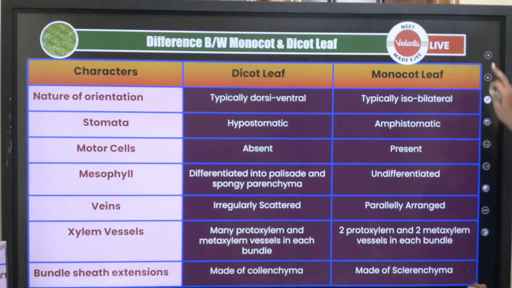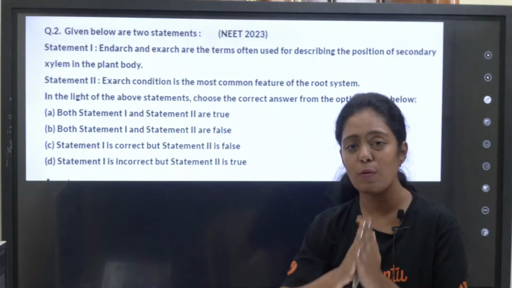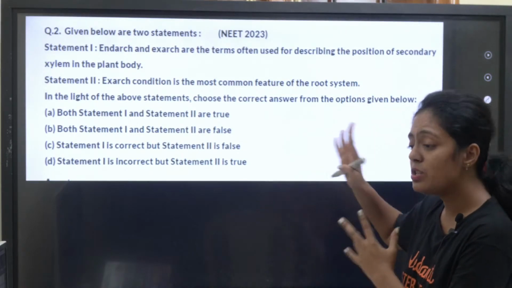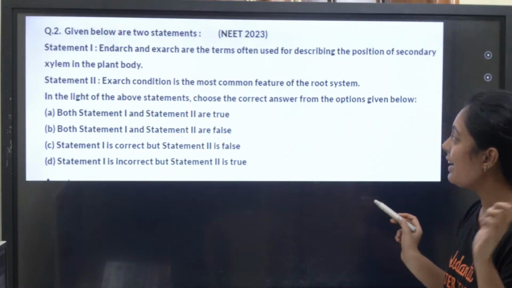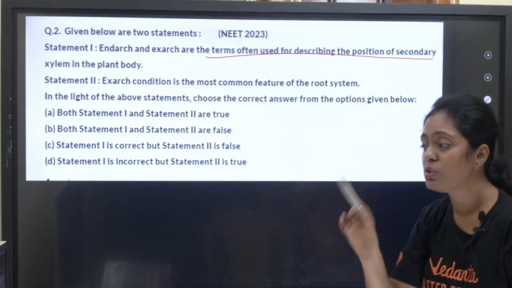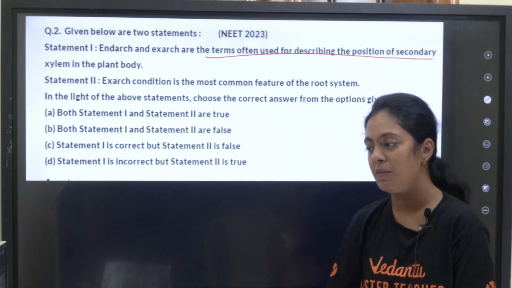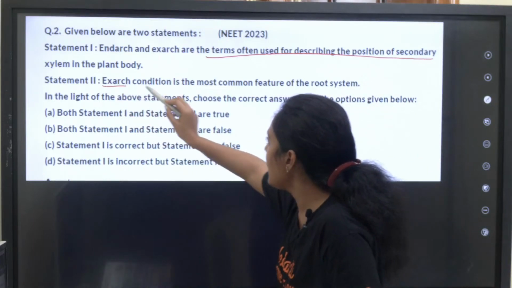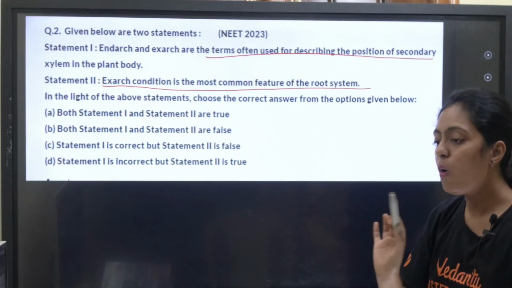Okay, yes. Now we'll get into PYQs. Let's see how many of you will answer it correctly. So this is a NEET 2023 question. First question: endarch and exarch are the terms often used for describing the position of secondary xylem in the plant body. That's statement 1. Statement 2: exarch condition is the most common feature of the root system. What is the right answer?